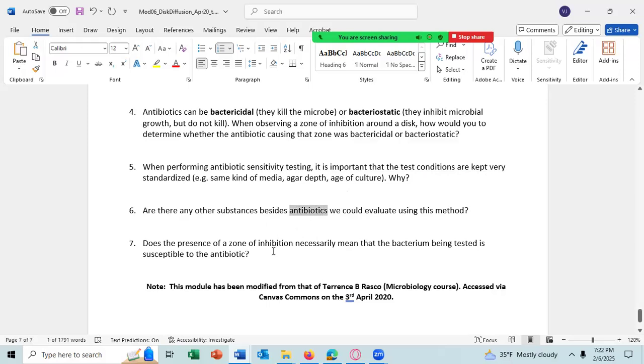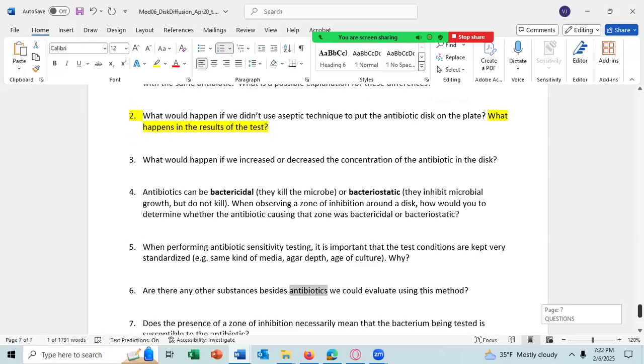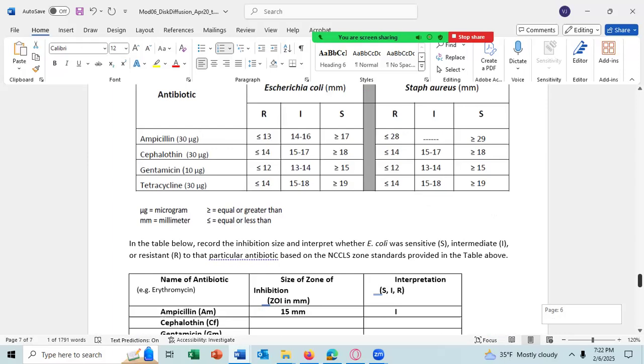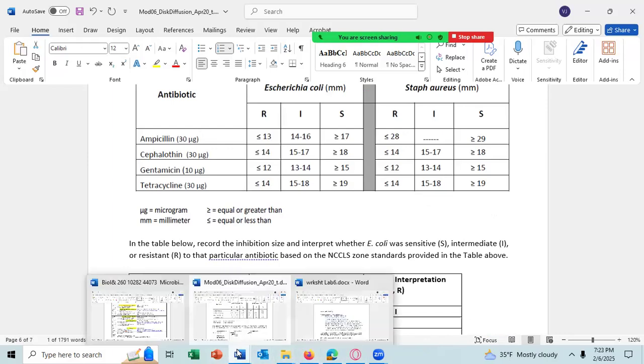7. Does the presence of a zone of inhibition necessarily mean the bacterium being tested is susceptible to the antibiotic? Oh, I see. Never mind. Let's go to the worksheet. I've changed the question. That's what is different. I'm reading the wrong thing. I should have gone to the worksheet.